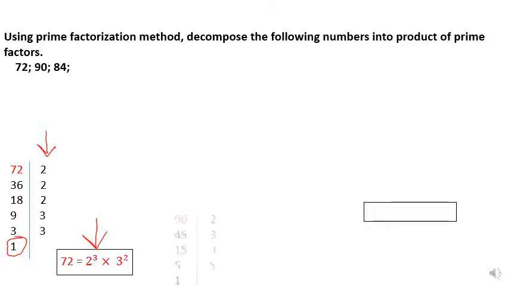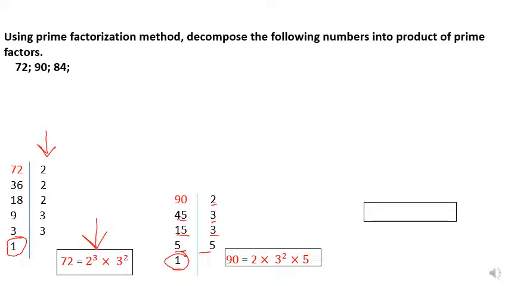Let us take another example, which is 90. 90 is divisible by 2, we get 45. 45 is not divisible by 2, so it's divisible by 3, it's 15. By 3, it's 5. By 5, it's 1. So I keep on until I get 1 at the end. So 90 is written as 2 times 3 squared times 5. Now 84 divided by 2 is 42. 42 divided by 2 is 21. 21 is divisible by 3, it's 7. 7 is a prime number, so it's only divided by 7 until I get 1. So it's 2 squared times 3 times 7.